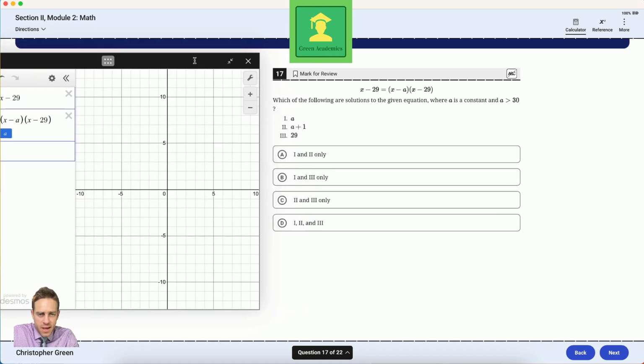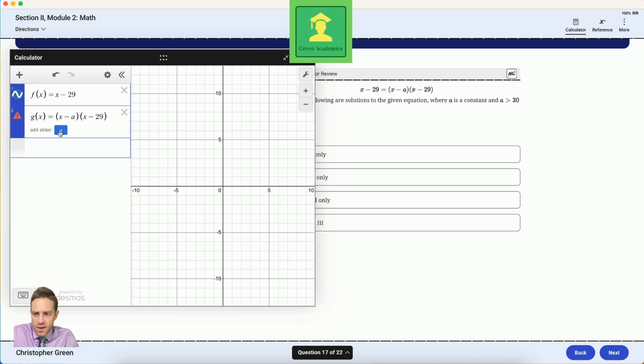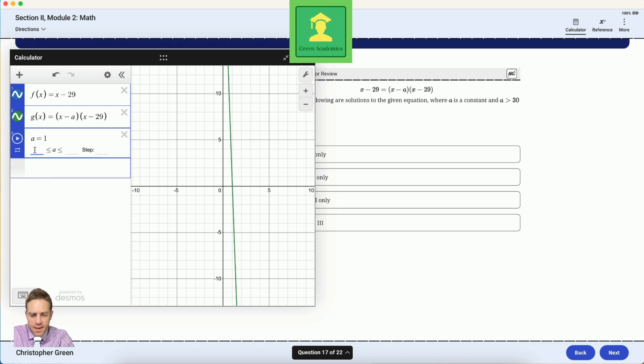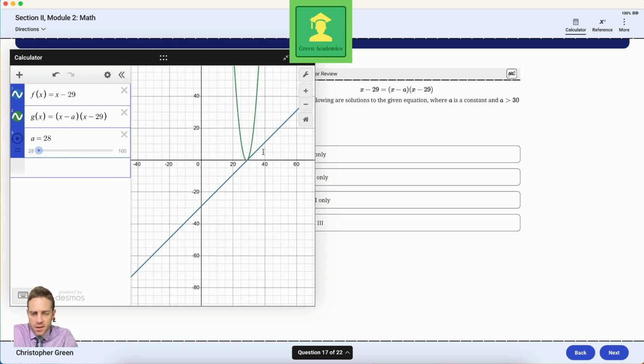Now, it tells you that a is greater than 30. So add slider. You have to adjust the possible values of the slider. I'm going to go from 28 to 100, stepping by 1. Okay, and now zoom out to be able to see this.